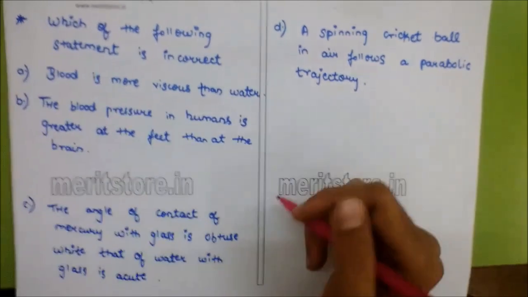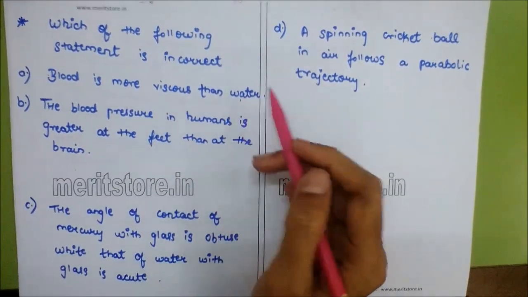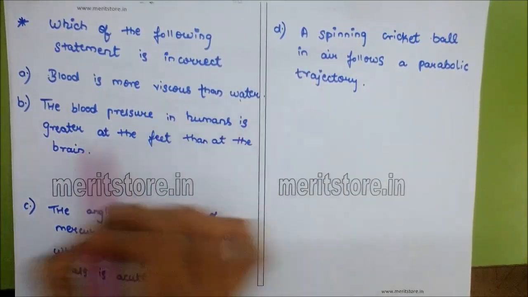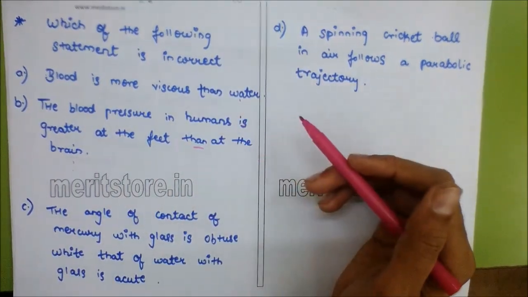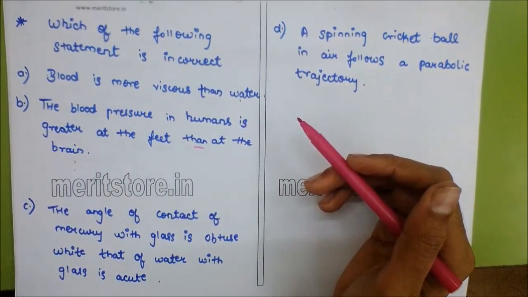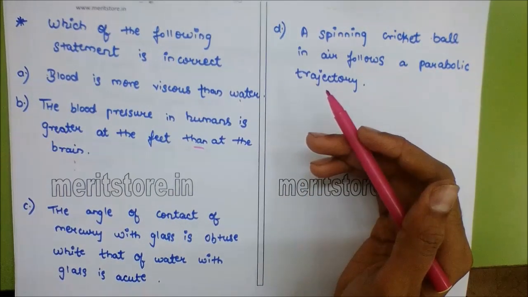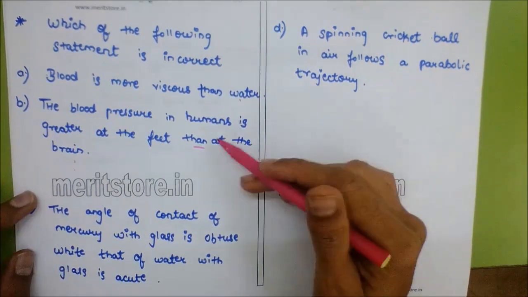Which of the following statements is incorrect? We have to find the incorrect statement. Blood is more viscous than water. Yes, it is true, so this statement is correct. The blood pressure in humans is greater at the feet than at the brain. Basically, the height of the blood column in the human body is more at the feet than at the brain, so the blood pressure is greater at the feet than at the brain. This statement is also correct.